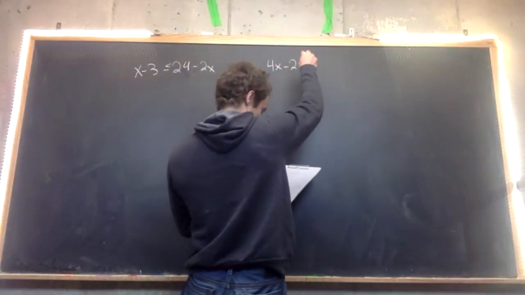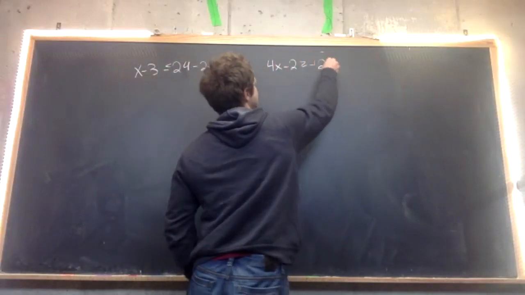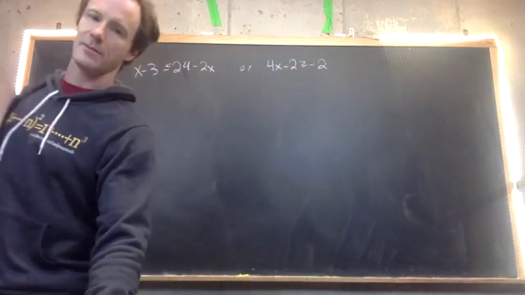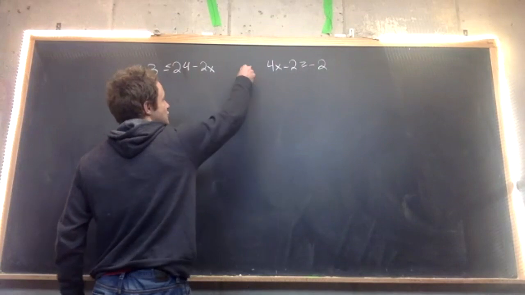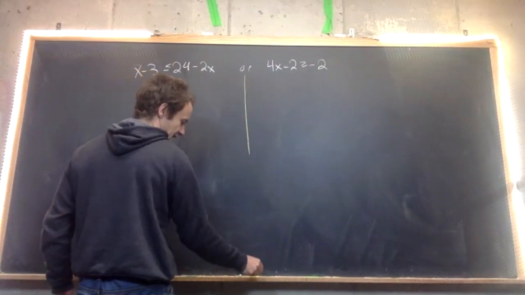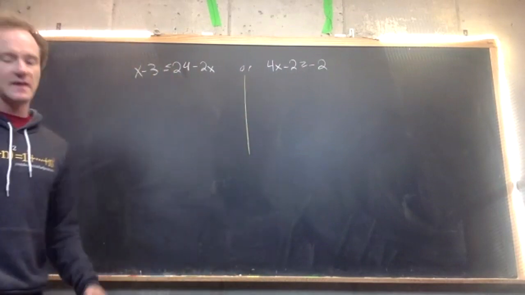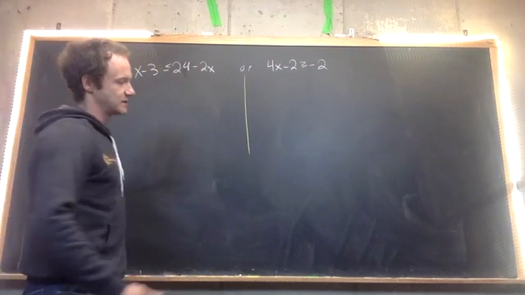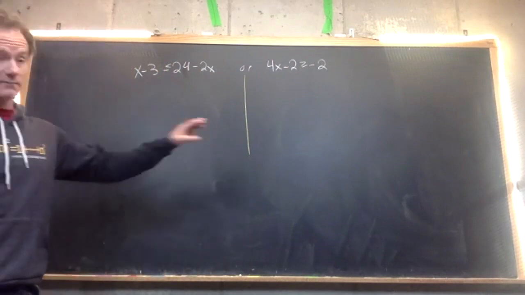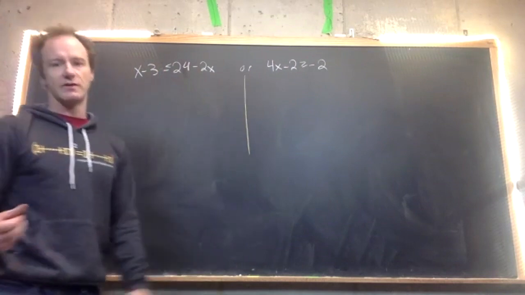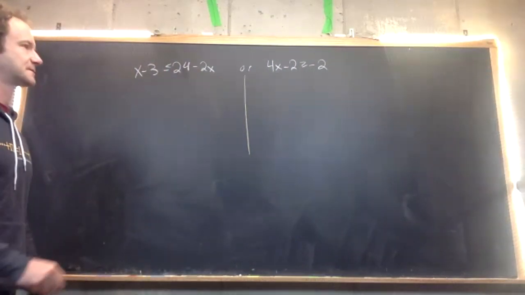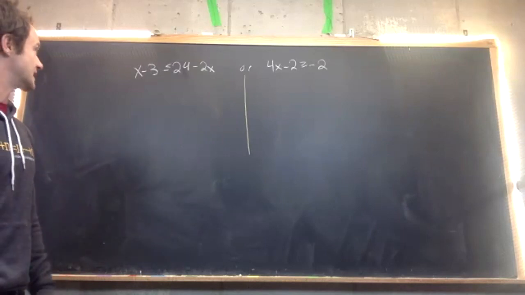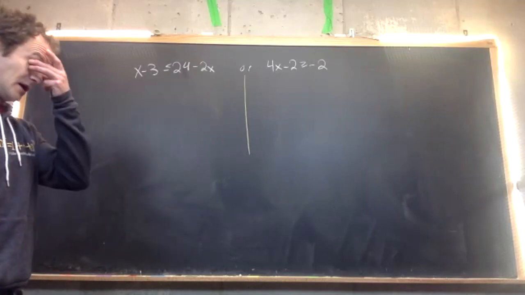4x minus 2 is bigger than or equal to negative 2. So this was the compound inequality here. The strategy is to treat these as separate for a while and then glue the solutions together at the end, keeping in mind what kind of conjunction you have. Here we have an or. That means a union of the two sets, versus an and, which would be an intersection of the two sets. Okay, great.